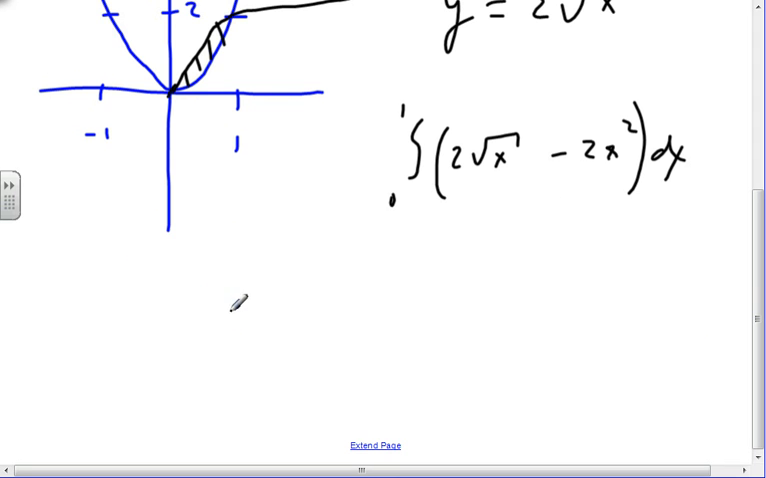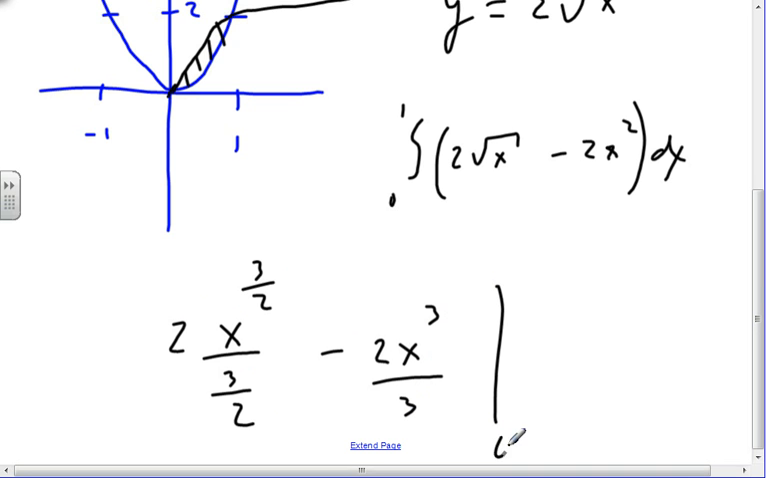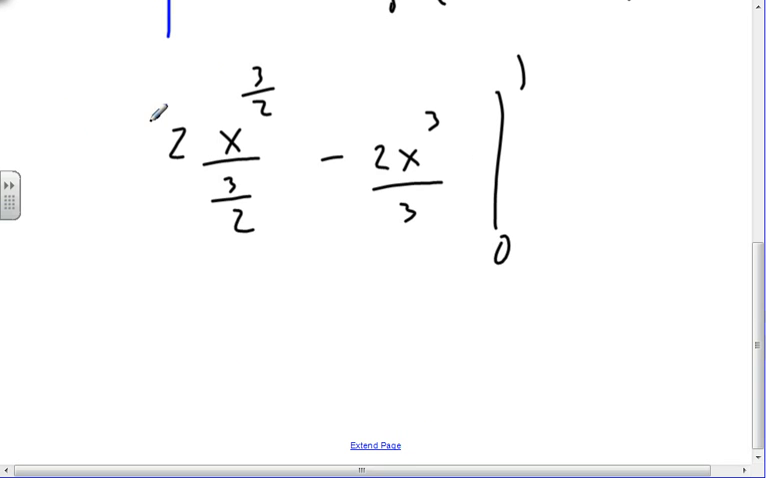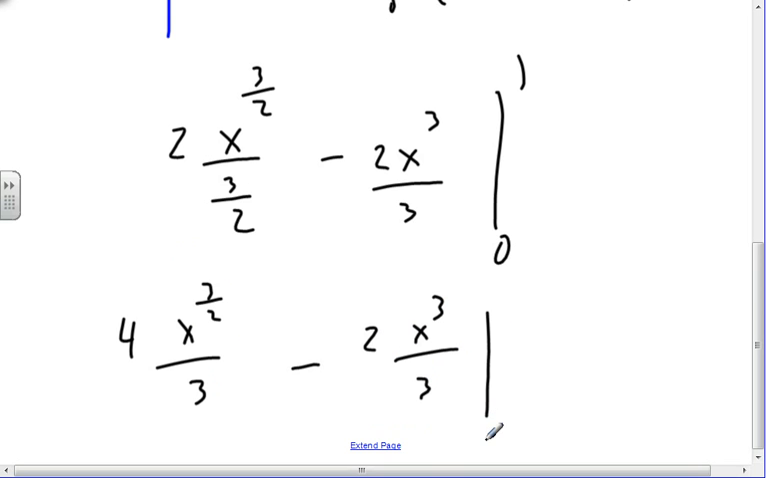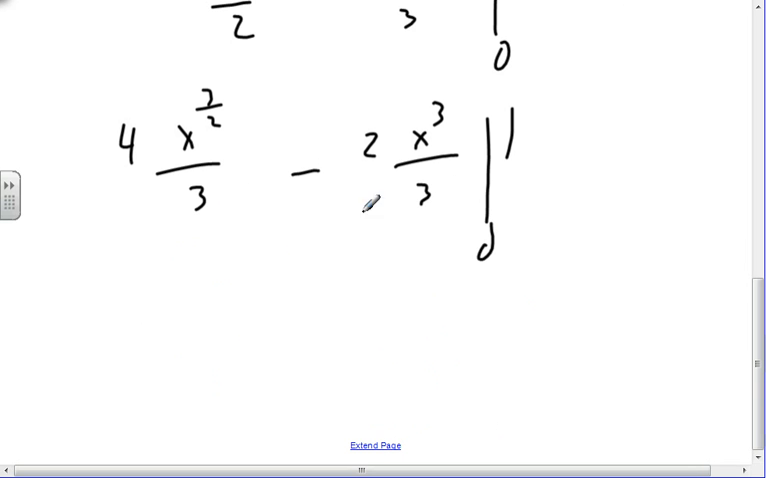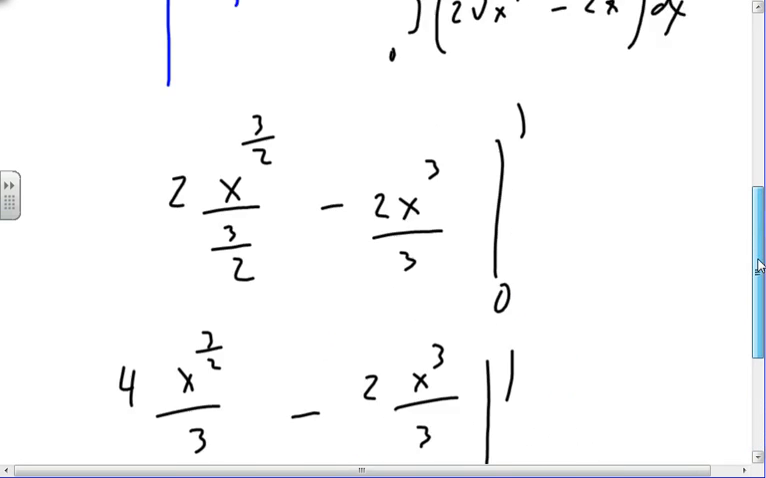Okay? So now I've got 2x to the 3 halves divided by 3 halves minus 2x cubed divided by 3 evaluated at 0 and 1. Okay, so I got 4x to the 3 halves divided by 3 minus 2x cubed divided by 3, evaluated at 0 and 1. At 0 I get 0, so that's good. At 1 I get 4/3 minus 2/3. Final answer, 2/3. And then I come back and look at my picture.